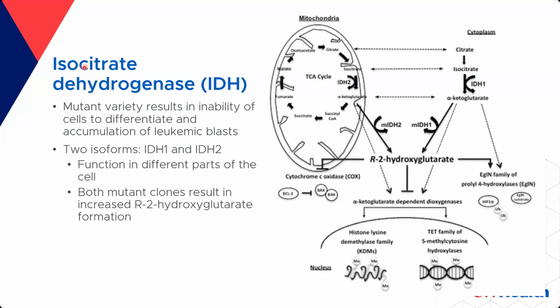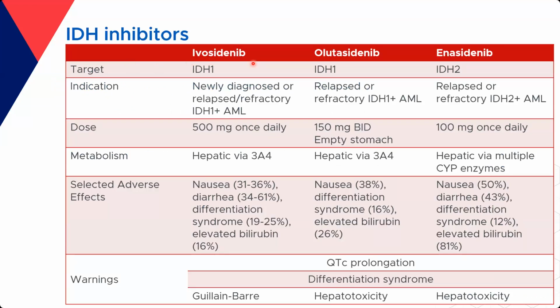So IDH is isocitrate dehydrogenase. The mutant variety results in inability of cells to differentiate and then leads to accumulation of leukemic blasts. There are two isoforms, IDH1 and IDH2, and they function in different parts of the cells. Ivosidenib and olutasidenib are going to be your IDH1 inhibitors, and then enasidenib is going to be your IDH2 inhibitor. Ivosidenib is approved in newly diagnosed and relapsed/refractory AML, whereas olutasidenib currently is approved in the relapsed or refractory setting, similar with enasidenib.